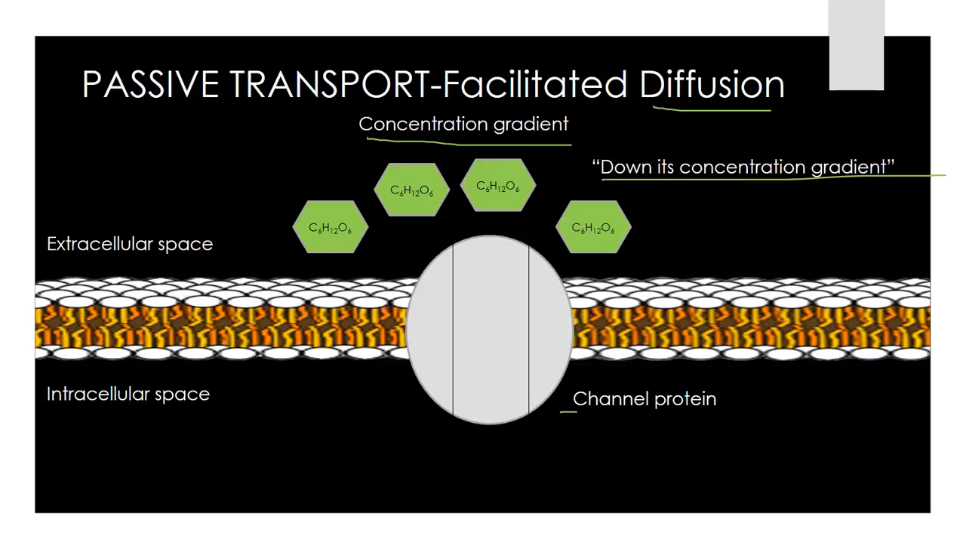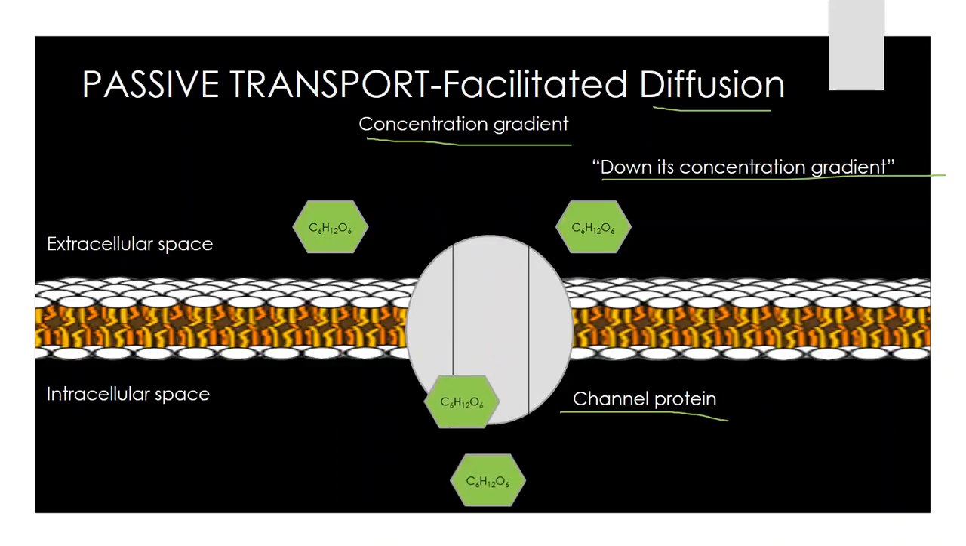The only difference here is that I have to have a channel protein in order for it to pass through. So basically, this protein is going to come in, and it's going to act as a transport carrier, meaning it's going to be like a little road through the membrane, allowing glucose to pass. And again, that's going to happen until we reach equilibrium.